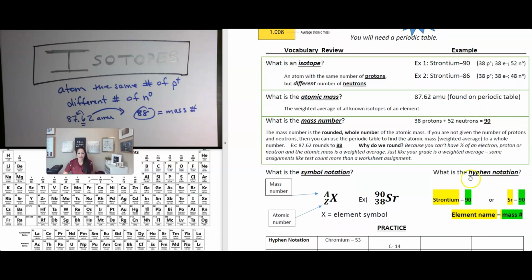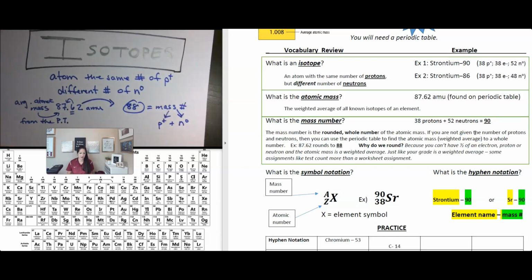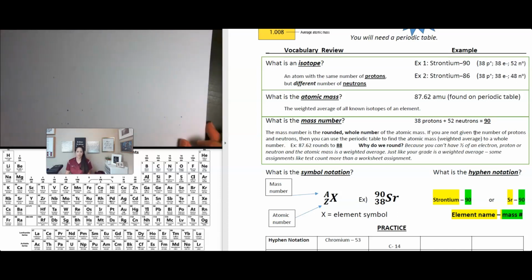The mass number is going to be your protons plus your neutrons. And again, we got this number from the average atomic mass from the periodic table. I'm going to write PT for periodic table. So all of that was review information. Be sure to come in and ask for help if you have any questions on these.